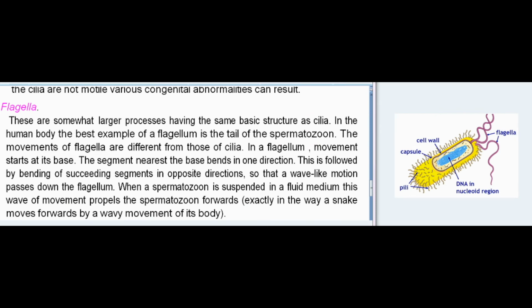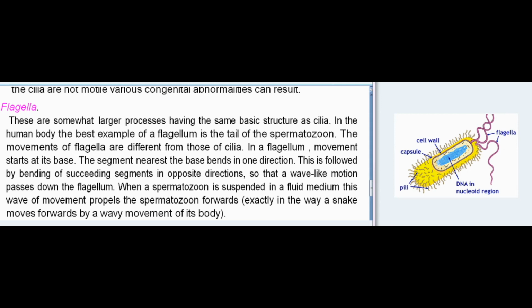Flagella. These are somewhat larger processes having the same basic structure as cilia. In the human body, the best example of a flagellum is the tail of the spermatozoon. The movements of flagella are different from those of cilia. In a flagellum, movement starts at its base.